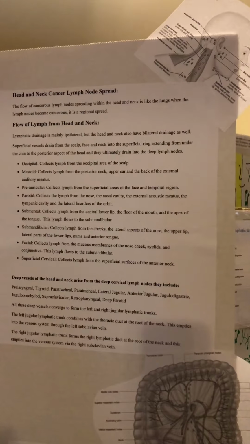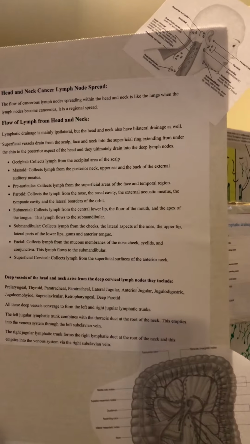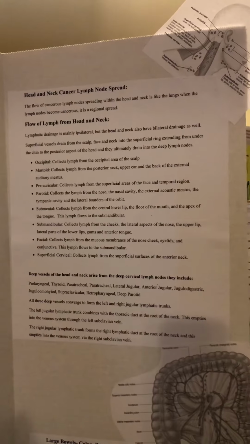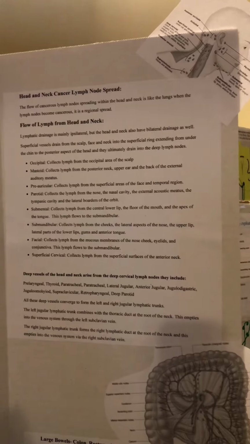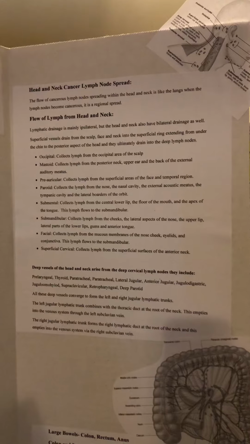The flow of lymph from the head and neck is that the drainage is mostly ipsilateral, but the head and neck also have bilateral drainage. Superficial vessels drain from the scalp, face, and neck into the superficial ring, extending under the chin to the posterior aspect of the head, and they ultimately drain into the deep lymph nodes. These include the occipital, the mastoid, preauricular, parotid, submental, submandibular, facial, and superficial clavicular.